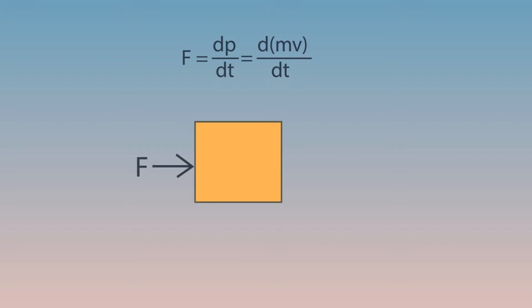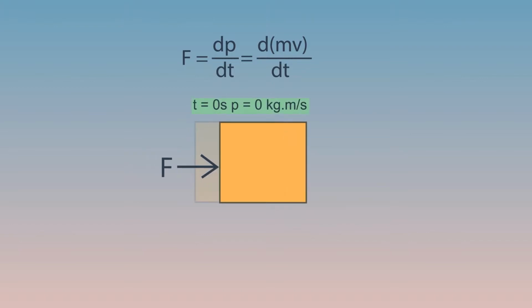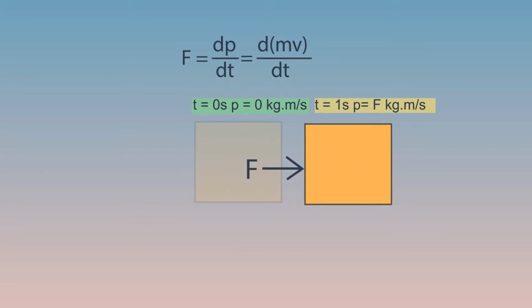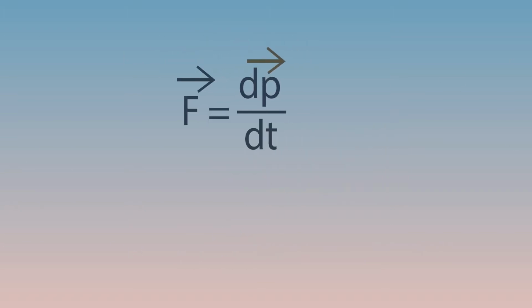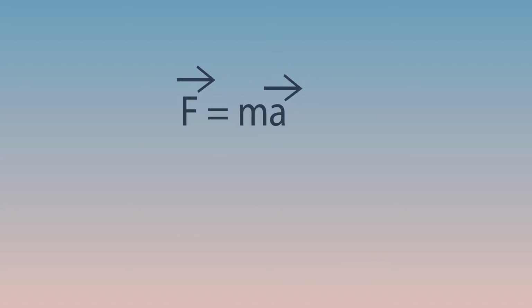Next, we know that force is the rate of change of momentum of a body. So if we apply a force F on this body of mass m, its momentum will change from 0 to F kg meter per second in 1 second. For cases like this, where mass remains constant, we can take out mass from this expression and hence the value of force becomes mass into acceleration. This equation is for special cases where mass remains constant. But when it's not, we will work with our original expression, that is, force is the rate of change of momentum. And its direction is the same as the direction of change in momentum, or acceleration when the mass is constant.